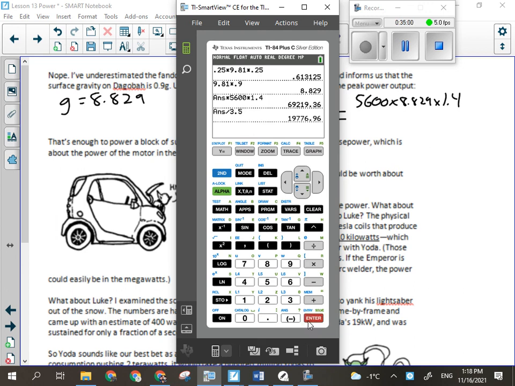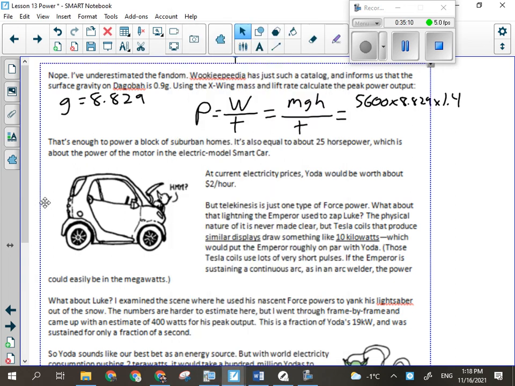So 19,776 watts, so about 20 kilowatts. 20,000 watts, that's about 25 horsepower. I mean, Yoda's small. 25 horsepower is not bad. He's doing the work of 25 horses. It's about the amount of power in the motor of an electric model smart car. So it's not all that powerful.